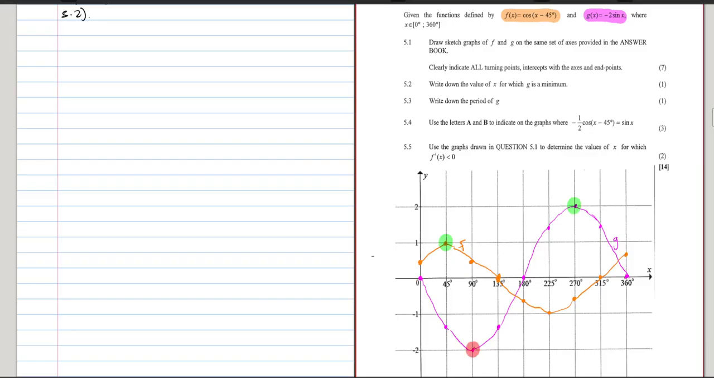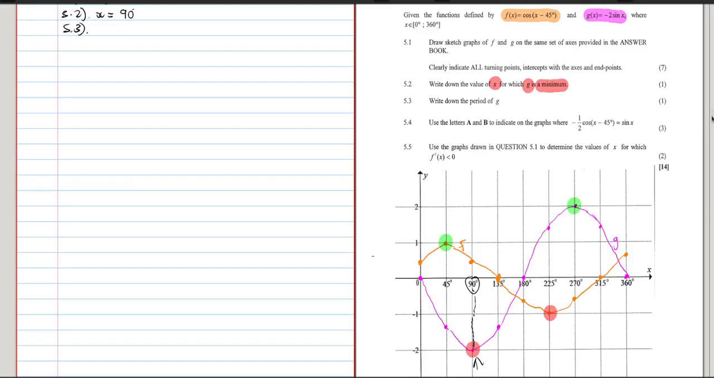Minimum points are where we have a turning point just below the x-axis. Since the question is asking for the x value at which g is a minimum, we see that the minimum for g is this point. So the x value for that minimum is going to be 90 degrees. So the x value where we get the minimum is x equals 90 degrees.